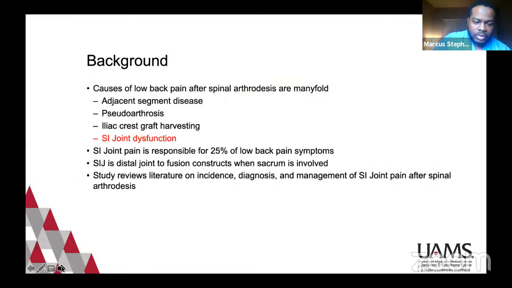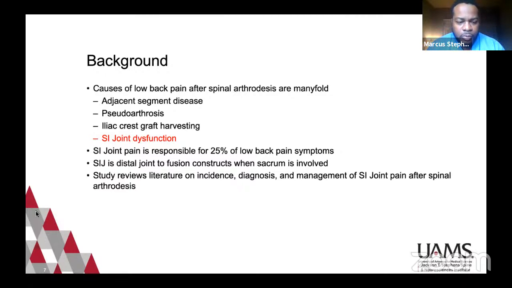Okay, so in their background, they briefly discuss some of the causes of low back pain after a spinal fusion. And we know from experience they're manifold, most commonly being adjacent segment disease. There's pseudoarthrosis, and a little less commonly now, you see iliac crest graft harvesting. And then the focus of the article is discussing sacroiliac joint dysfunction. And according to some of their findings, symptoms are actually due to SI joint dysfunction and pain.